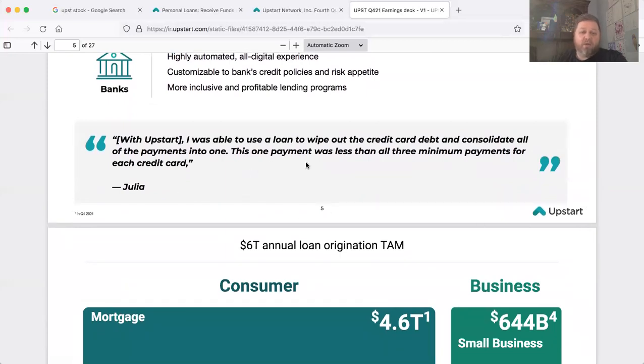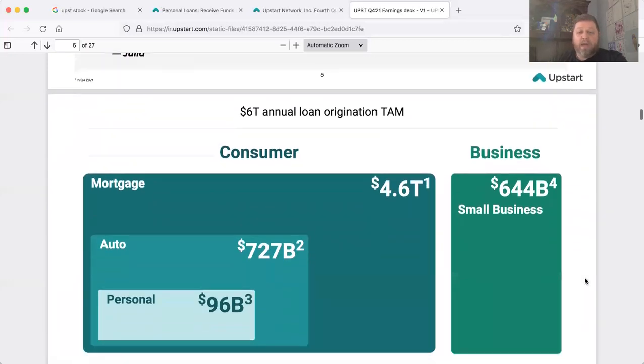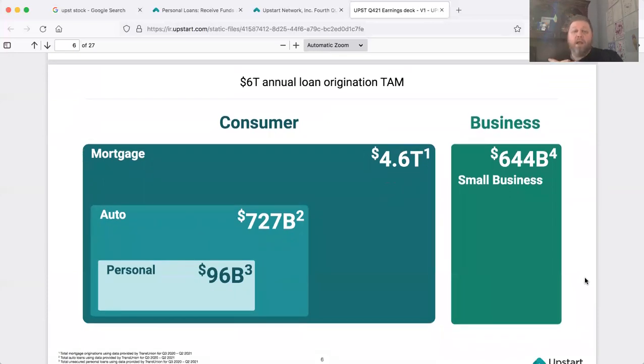And you see these sort of stories. I'm not even going to draw attention to it. So here's the interesting thing, right? They're looking at the annual loan origination TAM, which is total addressable market for consumers, of mortgages of 4.61 trillion, autos of 727 billion, and personal loans of 96 billion. Cool. So it's a huge market for lending.